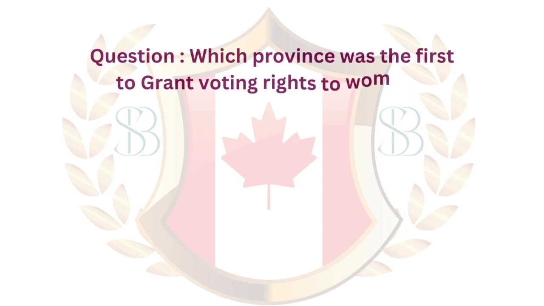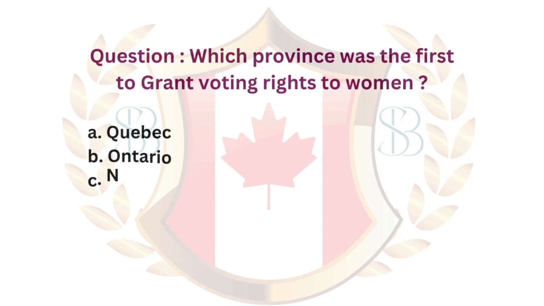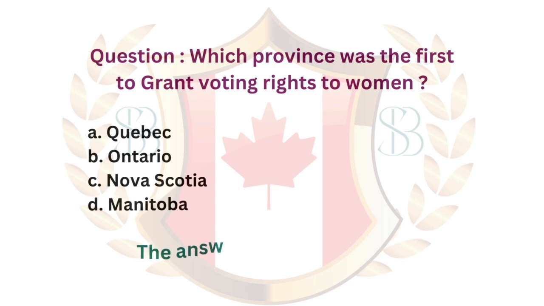Question. Which province was the first to grant voting rights to women? A. Quebec. B. Ontario. C. Nova Scotia. D. Manitoba. The answer is D. Manitoba.